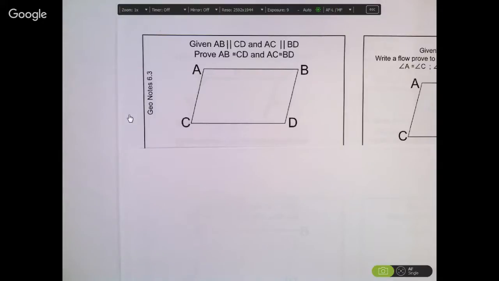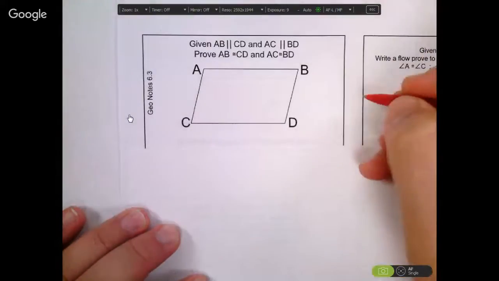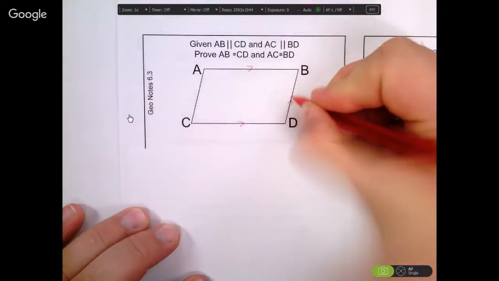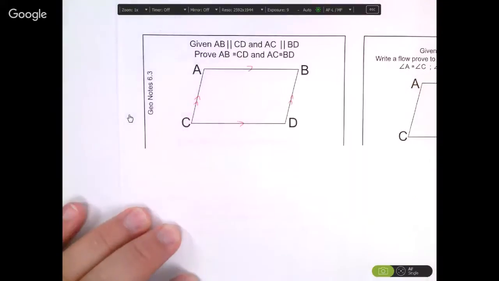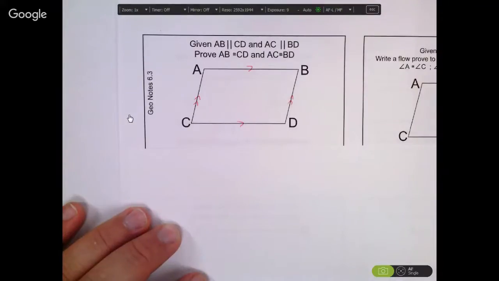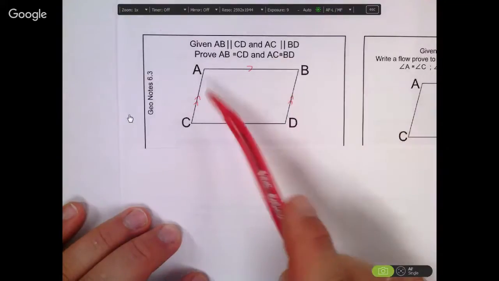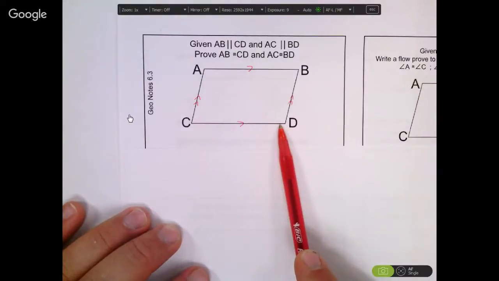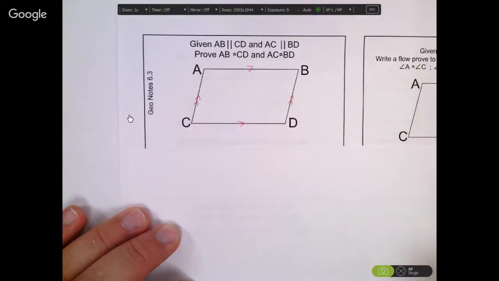Okay, so here we have given that AB is parallel to CD and AC is parallel to BD. So I like to go ahead and mark that on here. AB is parallel to CD, and this is parallel to that. We're asked to prove, and there was some misconception that if the lines are parallel, then they are congruent. But that's not necessarily true. We're going to find out that this will actually be true, but we got to prove that.